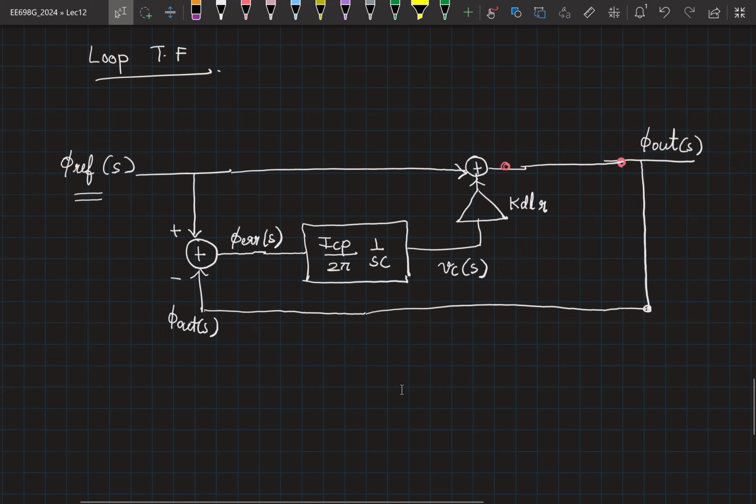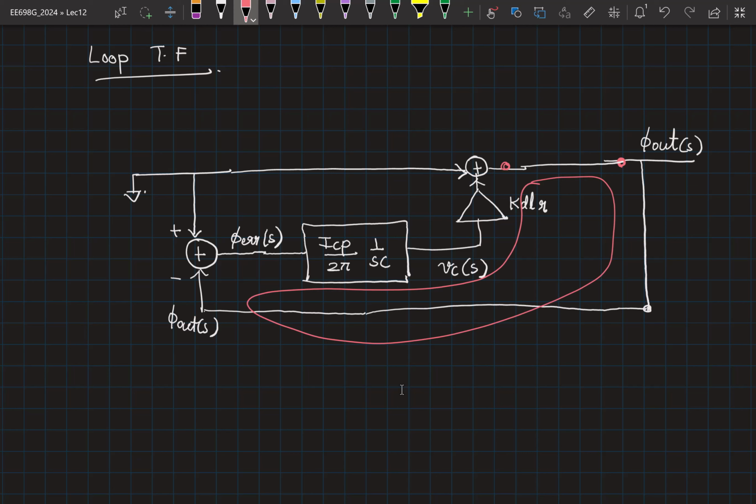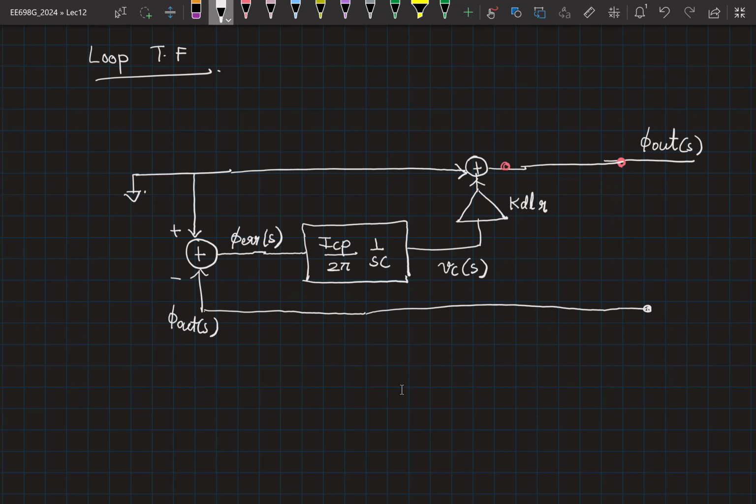You remove the effect of phi-ref, so this gets connected to 0. Identify the feedback loop. So the loop is like this, and you break somewhere in the loop. Let's say I break here. I give a phi test voltage. Can you calculate what is the phi out you see here?